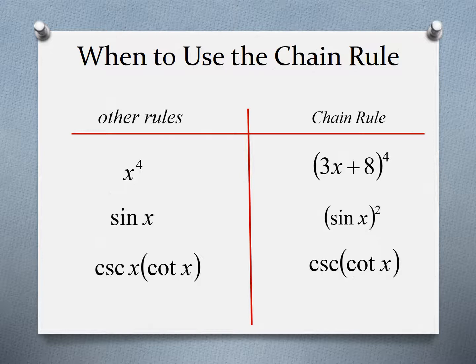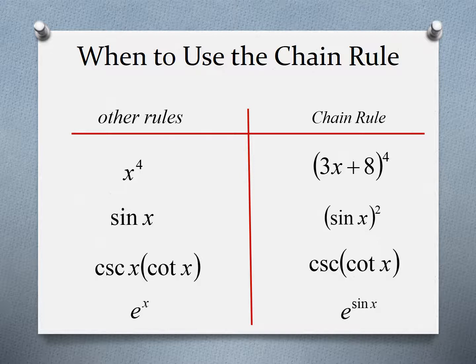Here's another example. Notice how on the left we have the cosecant of x times the cotangent of x. So we're talking product rule. But on the right, we have the cosecant of the cotangent of x. So instead of that x being there with the cosecant, we're talking about the cotangent of x instead. Again, a composite.